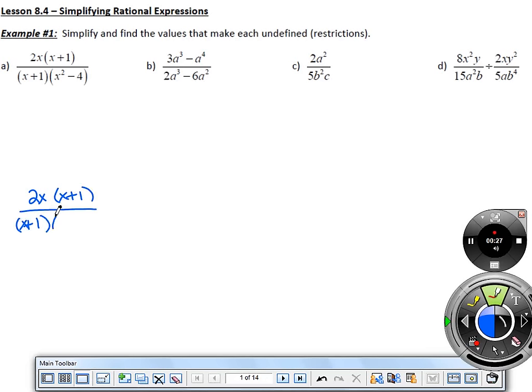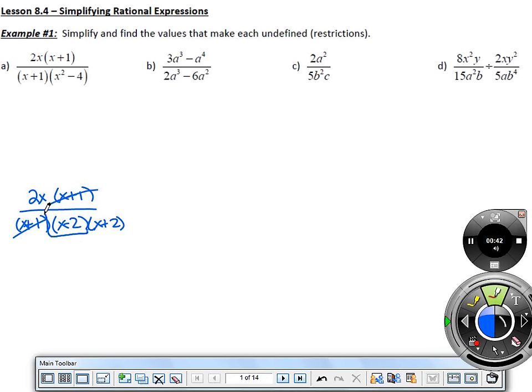The denominator can be factored further. The x squared minus 4 can be x minus 2 times x plus 2. Notice the factors of x plus 1 can cancel. The 2's and the x's can't cancel. You can only cancel things that are multiplying other things.